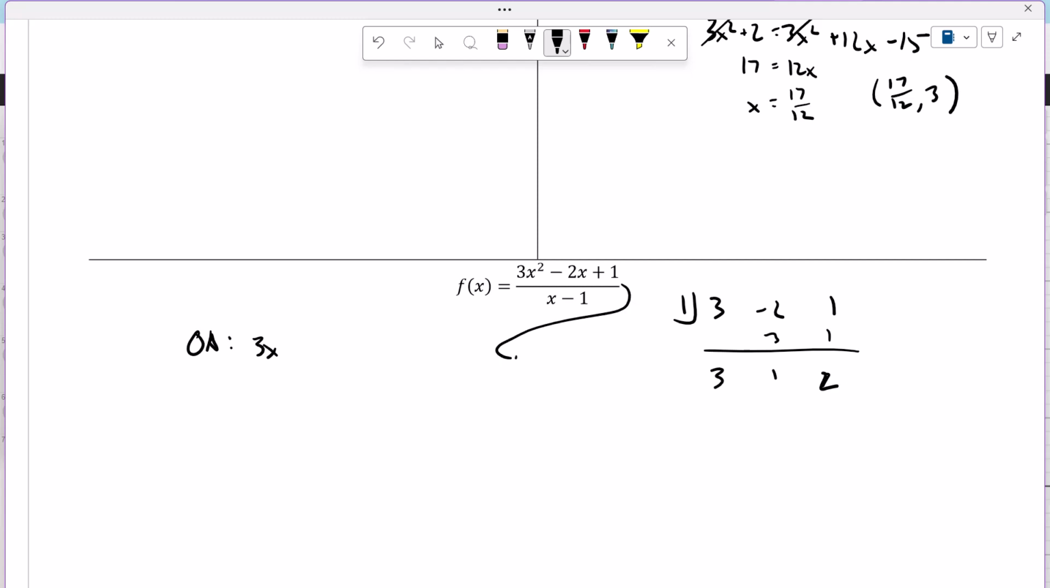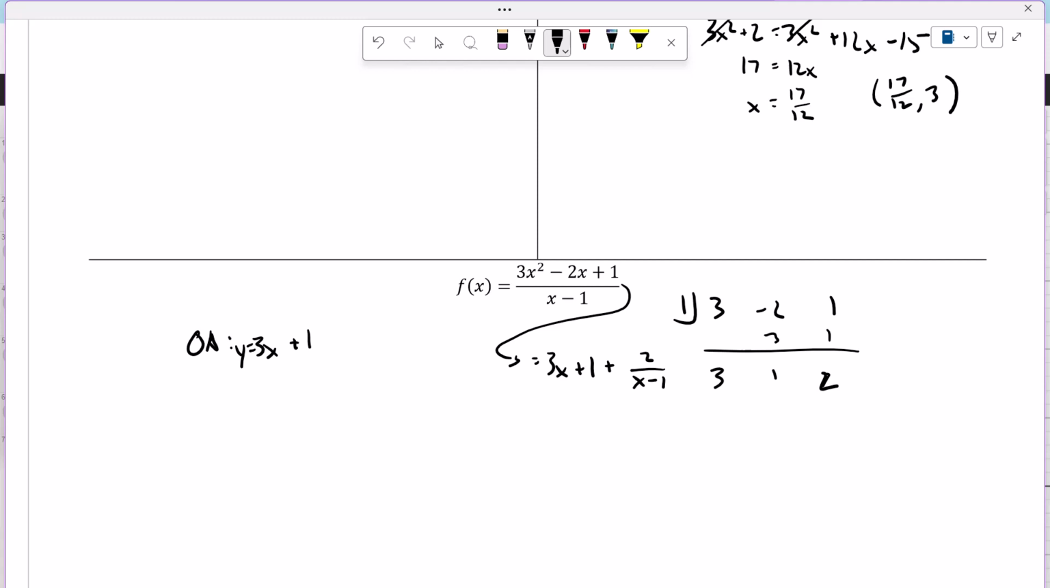So we just found out that this is equal to 3x plus 1 plus 2 over x minus 1. Right, the equivalent. Are we good with that? Now what happens to this little piece if x goes to infinity and negative infinity? This piece goes to 0, doesn't it? Therefore, for very large values of x, this function is basically y equals 3x plus 1.